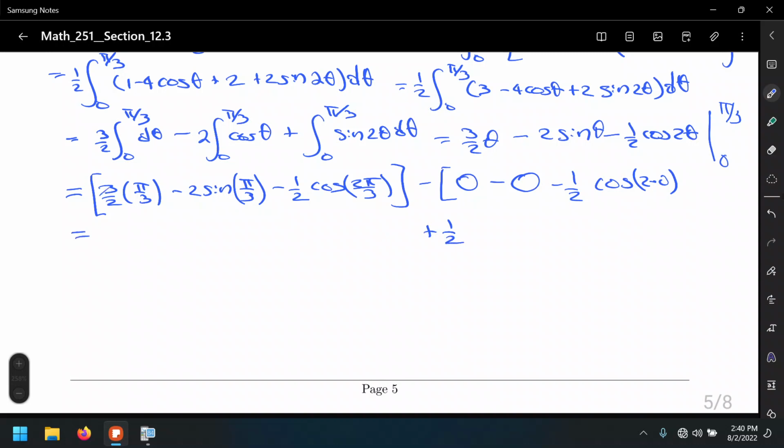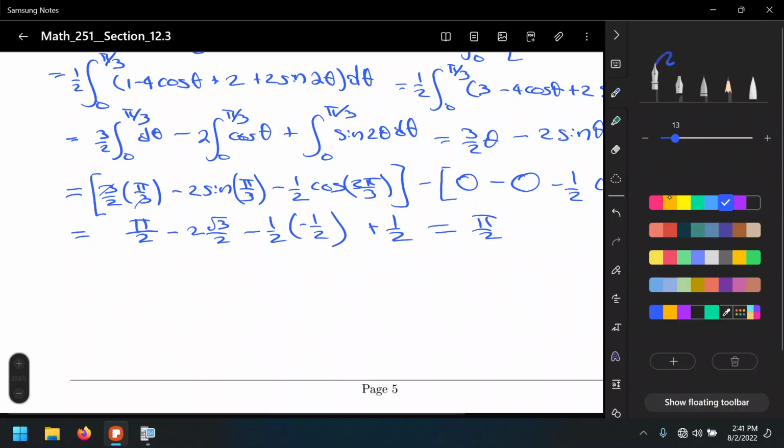The remaining calculation, see how the 3's go away, pi over 2 minus, what's sine of pi over 3? Sine of pi over 3, I believe, is root of 3 over 2. So 2 root of 3 over 2, and minus 1/2 cosine of 2 pi over 3. Cosine of 2 pi over 3 is negative 1/2, I think? And plus 1/2. So that's going to be pi over 2, and that's plus 1/4 plus 1/2.